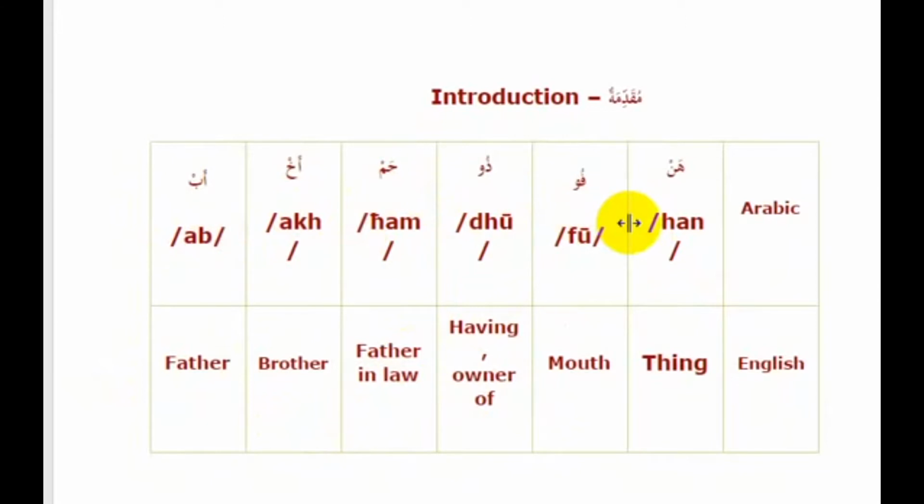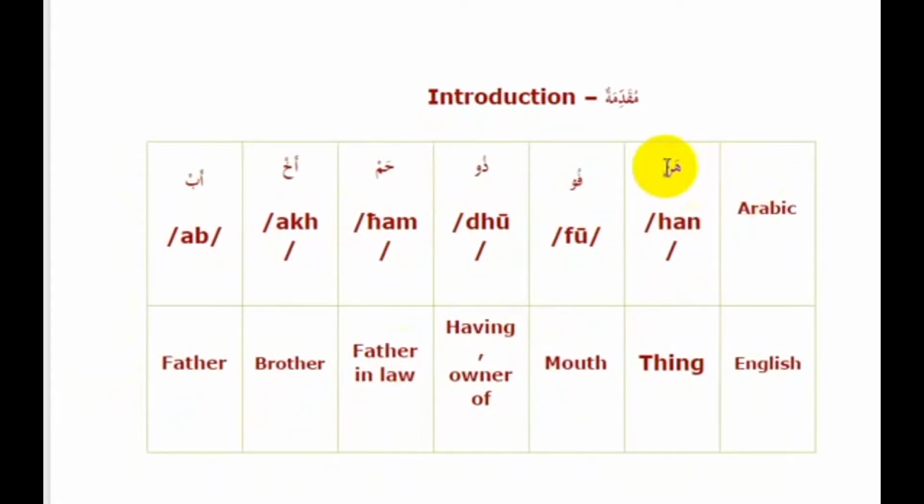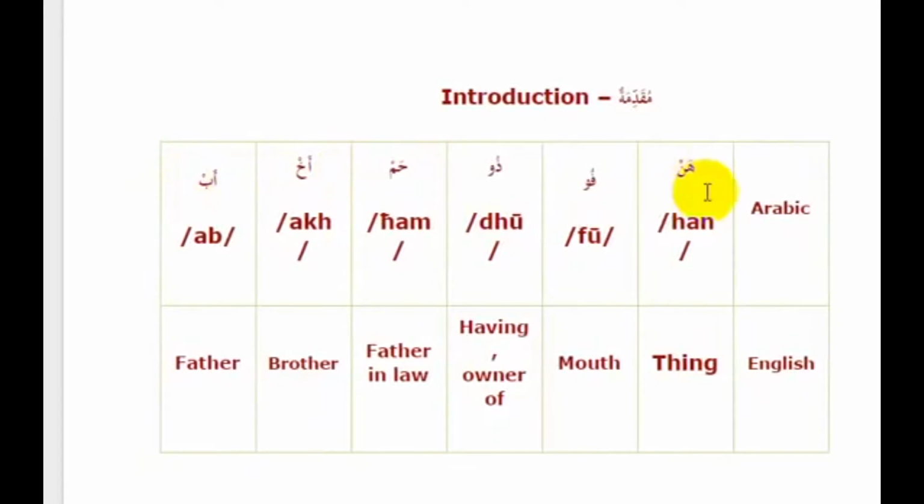Read with me now. Hen, fa, and above it you find which vowel? Dhamma. So fu, dhu, ham, ab. Hen, fu, dhu, ham, ab. Great. And this hen means think, fu, mouth, and so on.